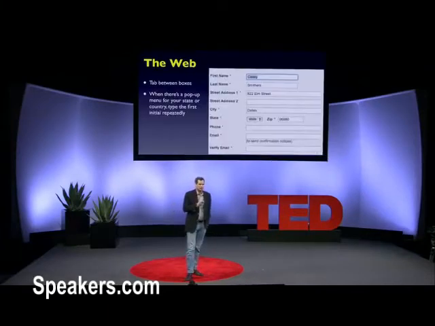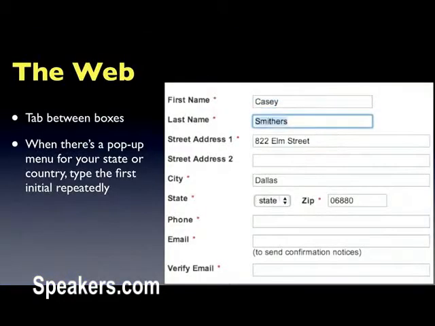Also on the web, when you're filling in one of these forms like your address, I assume you know that you can hit the tab key to jump from box to box to box. But what about the pop-up menu where you put in your state? Don't open the pop-up menu. That's a terrible waste of calories. Type the first letter of your state over and over and over. So if you want Connecticut, go CCC. If you want Texas, go TT. And you jump right to that thing without even opening the pop-up menu.